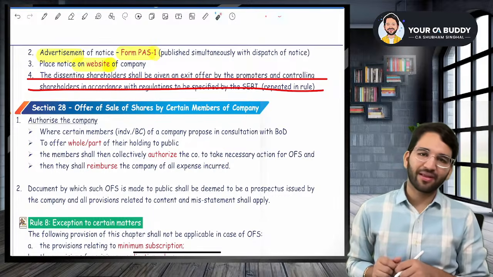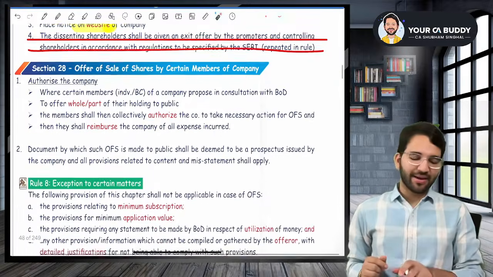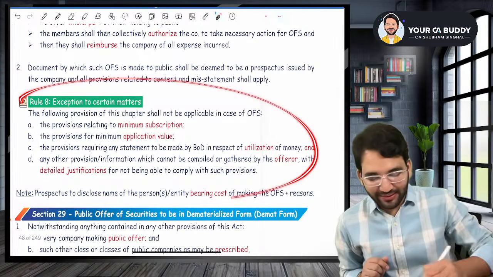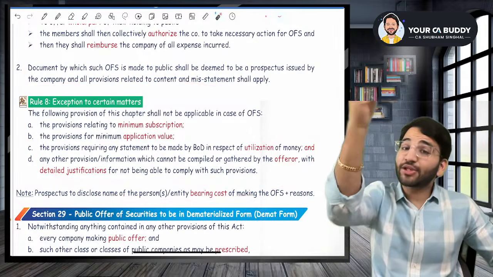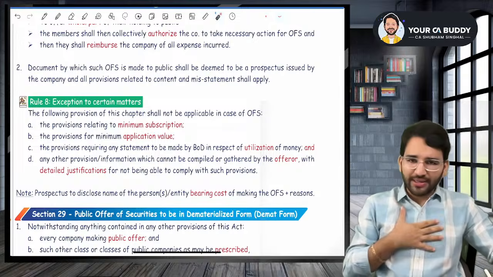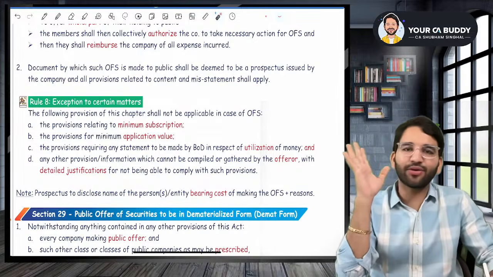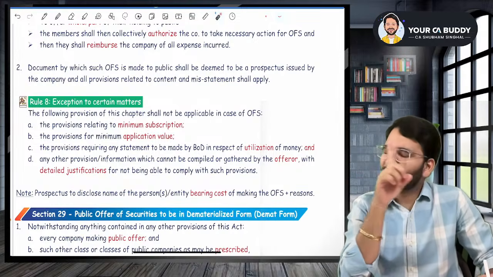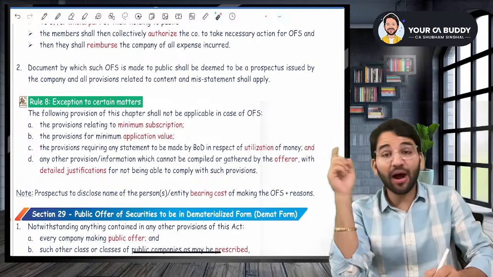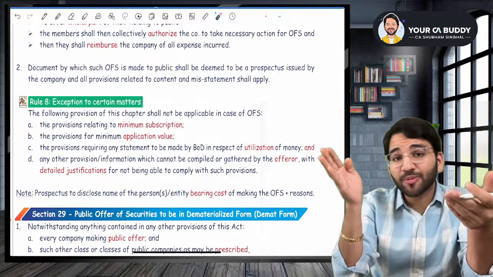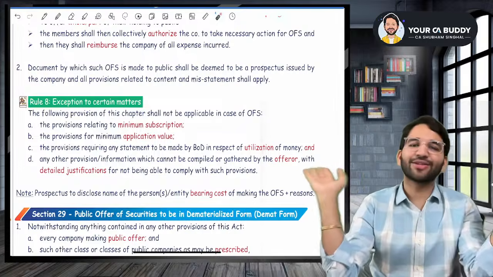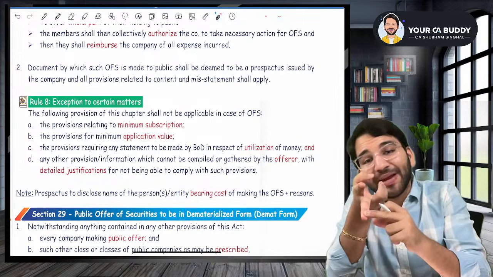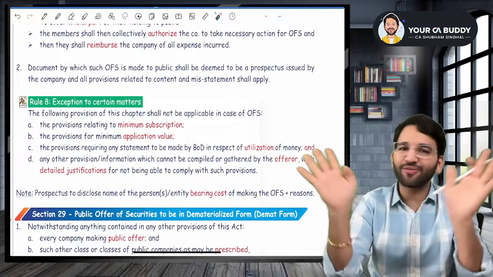Are you with me? Yes, sir. After that, listen to me. However, there are certain exceptions. In case of offer for sale, what is the basic exception, sir? Listen to me, and only the points that I'm telling you need to remember. Number 1, sir, the provision of minimum subscription will not apply. You remember how minimum subscription was given in the prospectus, which used to be 90%, that is not applicable. The provision of minimum application money is not going to apply.